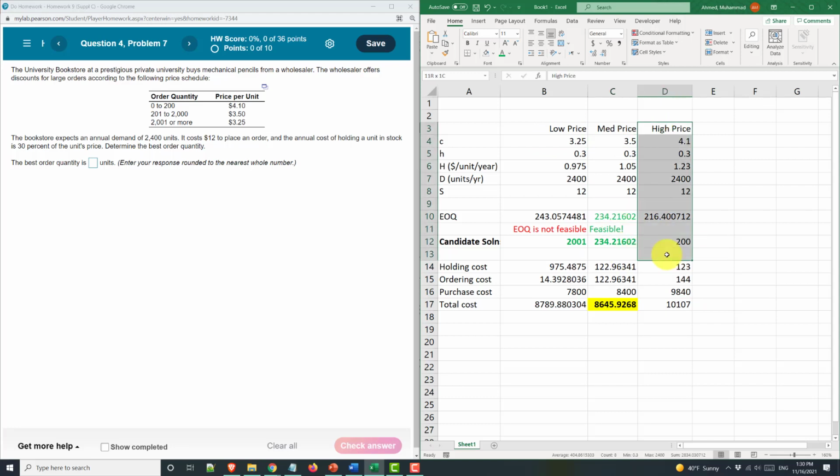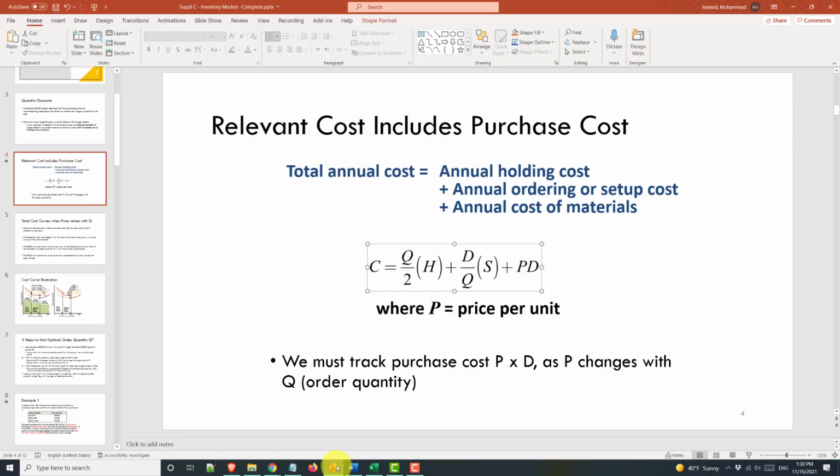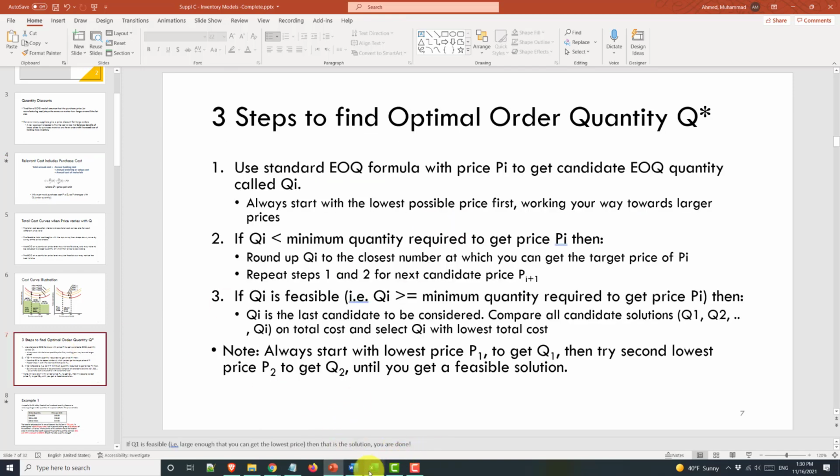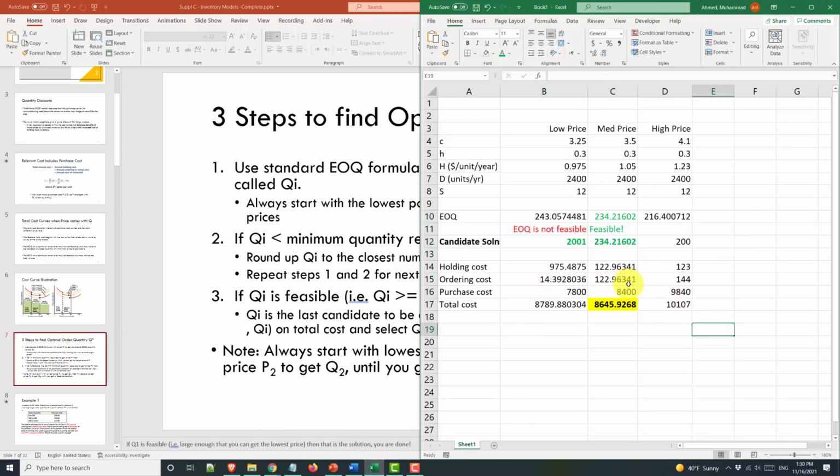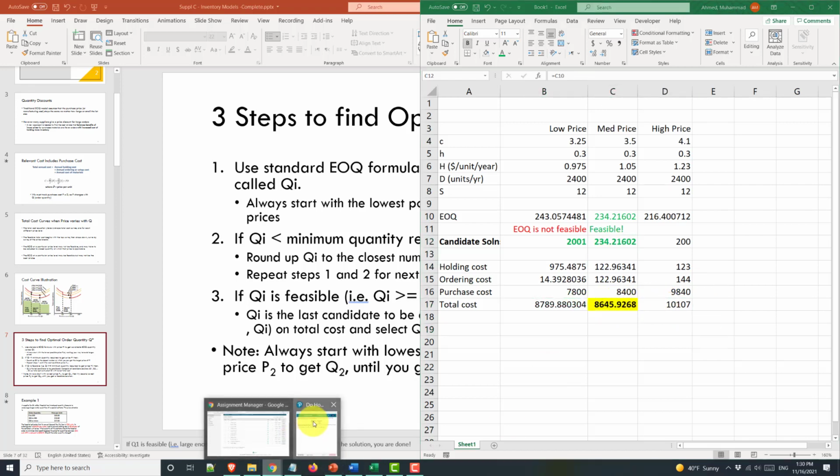You don't have to check prices higher than that, but you could, just to be safe, if you wanted to. I mean, it's mathematically proven that this algorithm works that I'm showing you on the slide. But if you wanted to, in Excel, it's just dragging some formula cells over, and you'll see that this is the lowest total cost. So this is your answer.